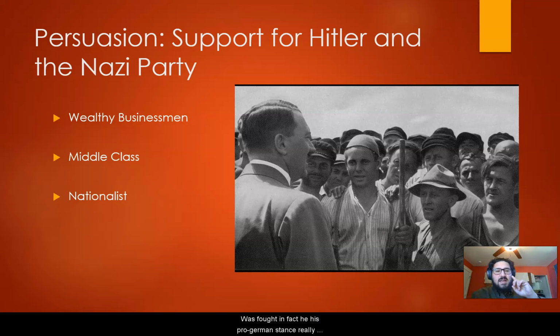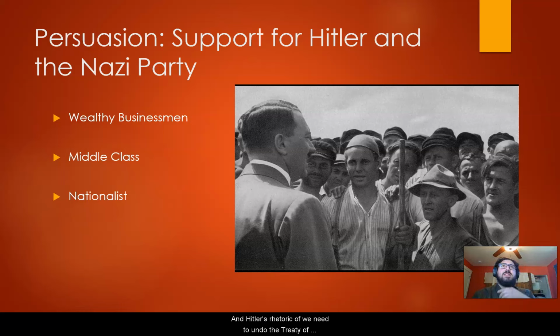In fact, his pro-German stance really sung to the song that the nationalists wanted. They really wanted to hear how he was going to make Germany, well, great again. And that's exactly what they wanted to do. They were very much, Germany's the greatest country in the world. It's going to stay the greatest country in the world.